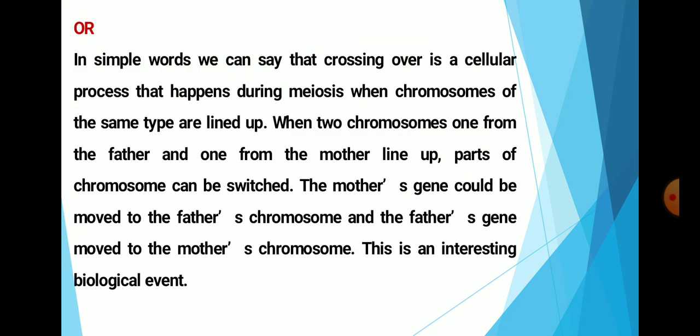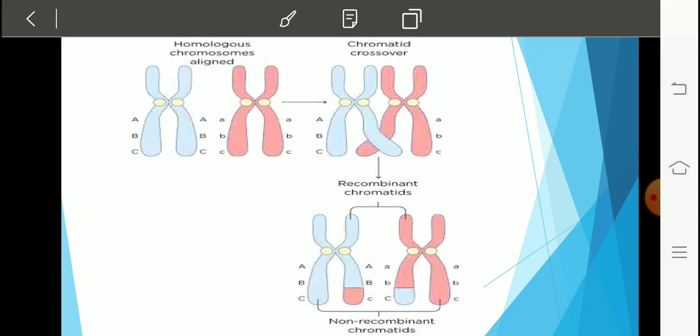Or in simple words, we can say that crossing over is a cellular process that happens during meiosis when chromosomes of the same type are lined up. When two chromosomes, one from the father and another from the mother, line up, parts of the chromosomes can be exchanged. It means that the mother's gene could be moved to the father's chromosome and the father's gene moved to the mother's chromosome. This is an interesting biological event.